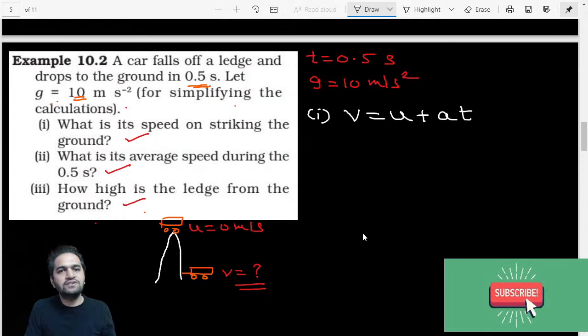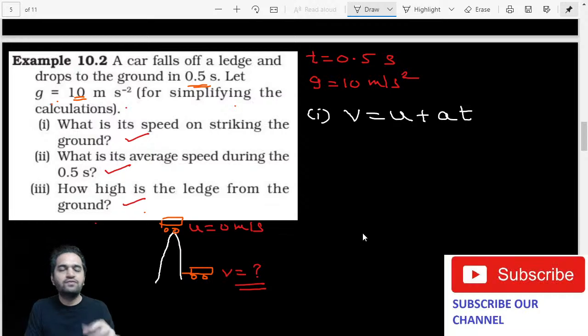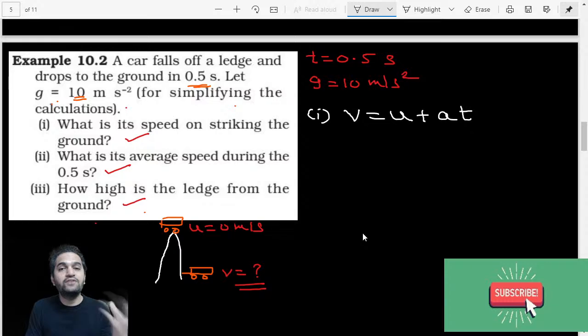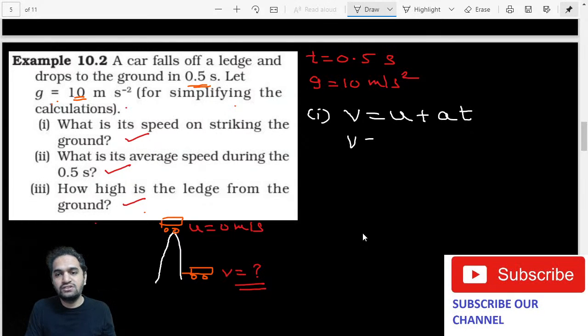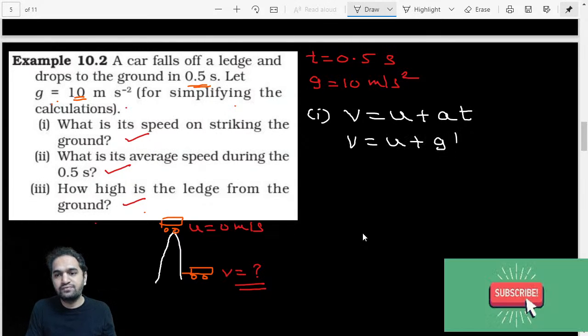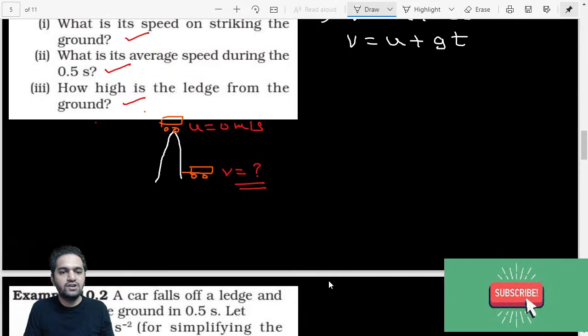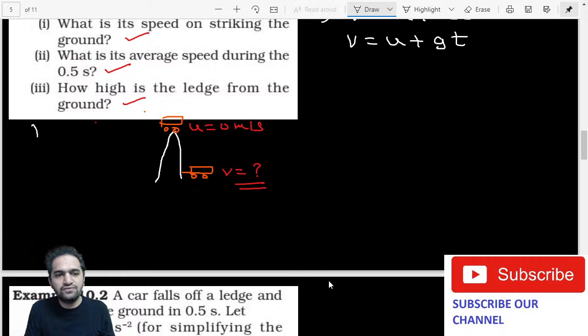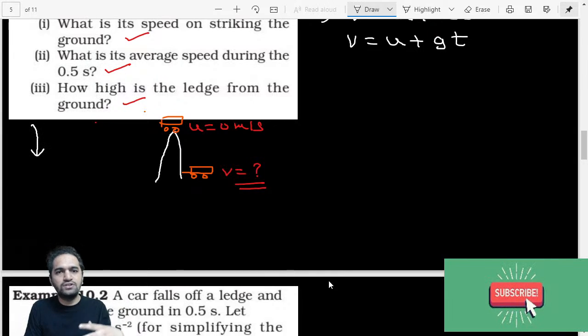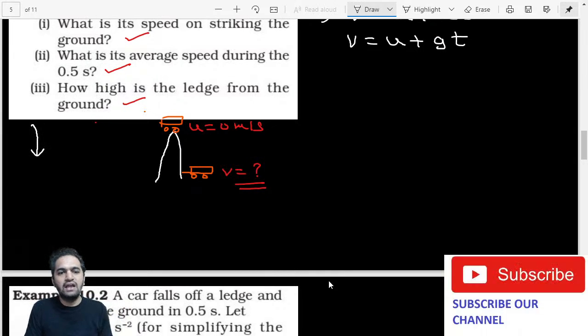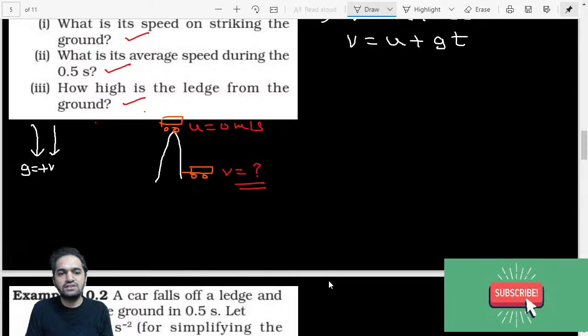But can you use v is equal to u plus at here? No. We have to modify this because the acceleration present here has to be replaced with g, right? So v is equal to u plus gt. Now the question is whether to take g positive or negative. When a body is falling, it goes to the bottom side, reaching the ground, and the force is also downward. So you have to take g as positive in this case.